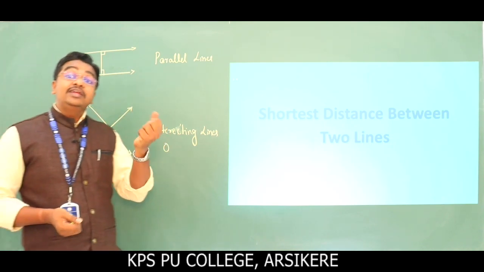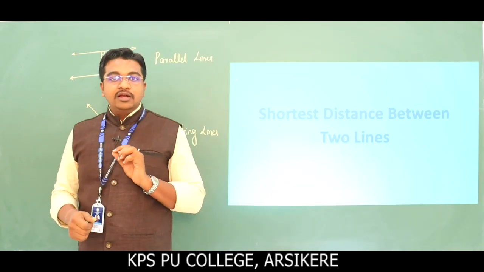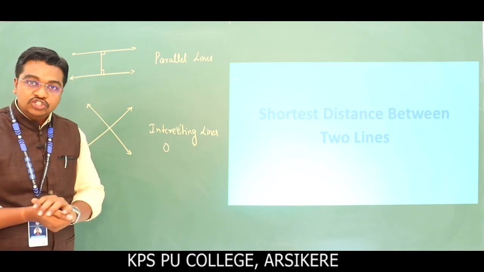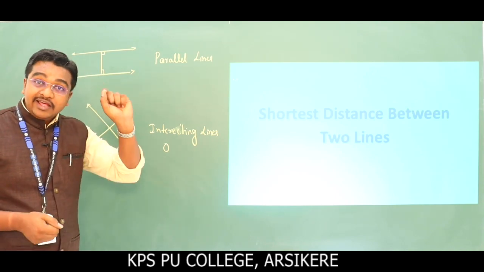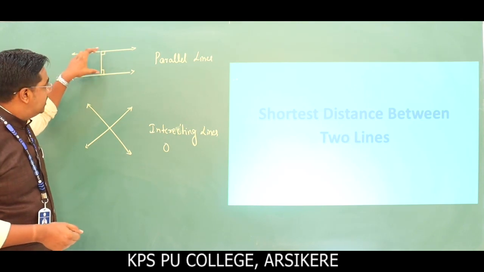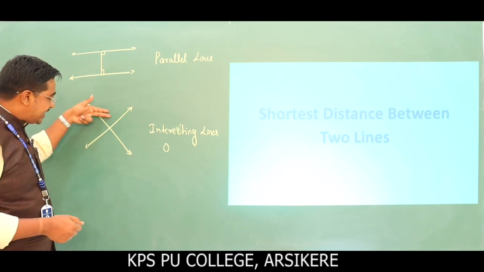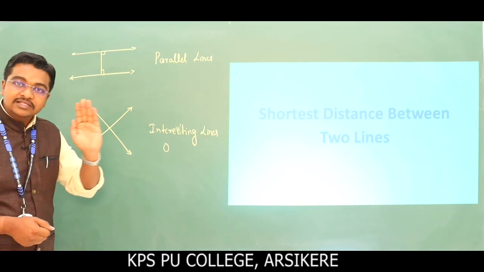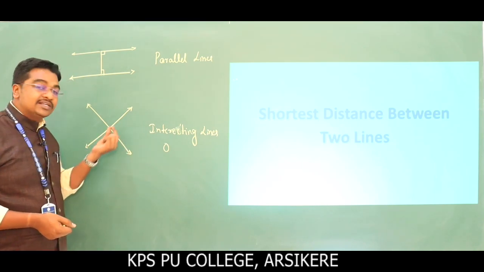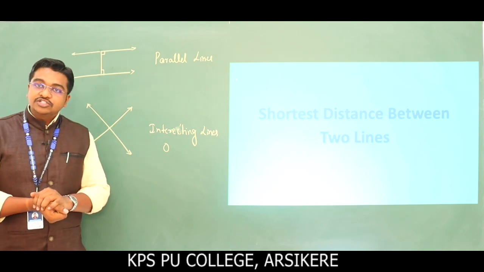So when you consider 3-dimensional geometry, these two lines are the same as before. When two lines are parallel in 3-dimensional geometry, obviously their distance is the perpendicular distance between them. Whereas in the case of intersecting lines in 3-dimensional geometry, here also the shortest distance between intersecting lines is 0.